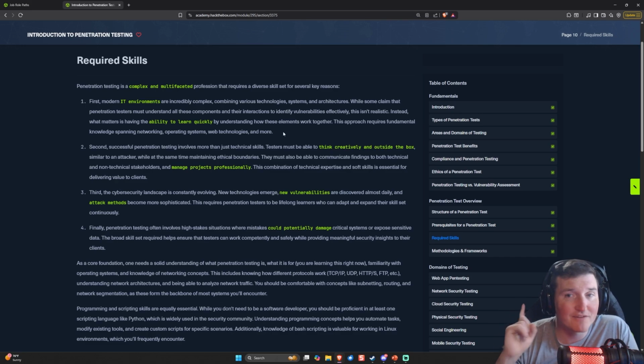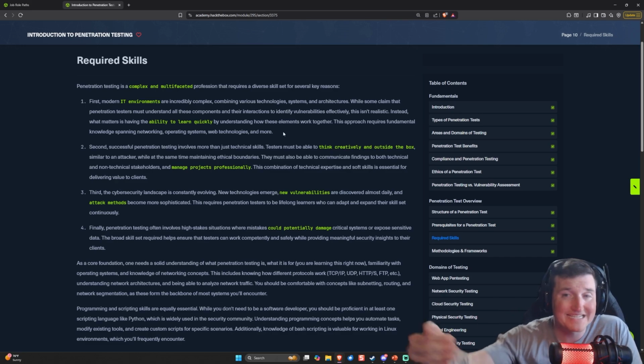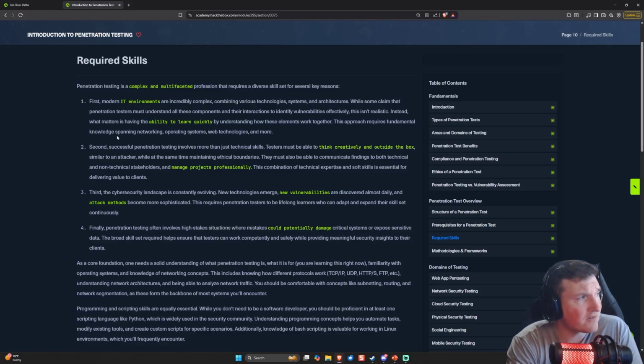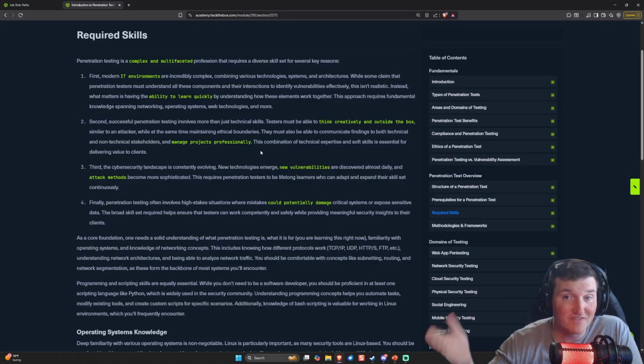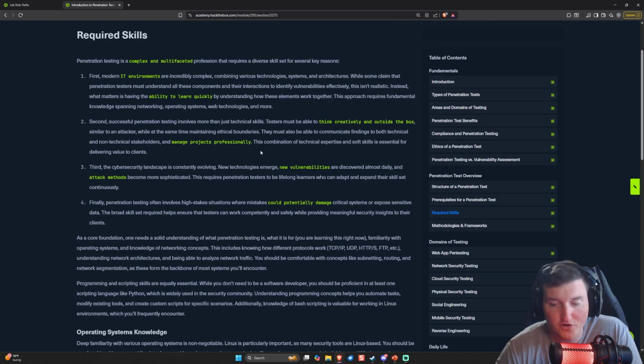This is what's missing from most people getting into pen testing. They want to skip to pen testing, but they don't want to get that fundamental knowledge of networking, operating systems, web technologies, and more, right? Then secondly, they have to think outside the box. I see all the time where people are like, okay, what do I do next? How do I enumerate? I get that all the time, right? How do I laterally move? How do I privilege escalate? If you're just going through something like a checklist that other people have given you, you're not going to be a pen tester very long, or you're not going to be very good, I should say.